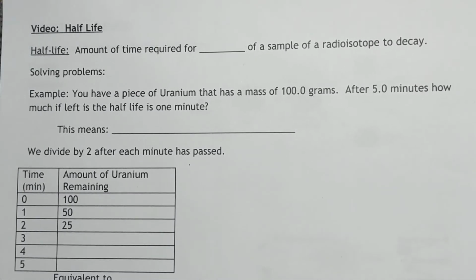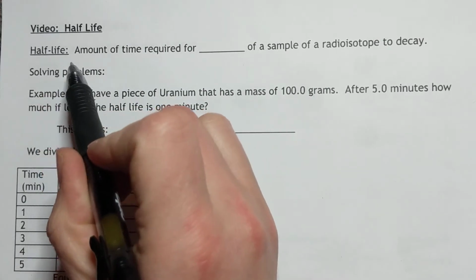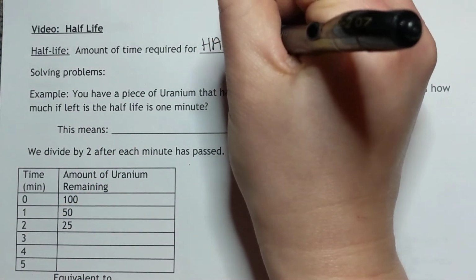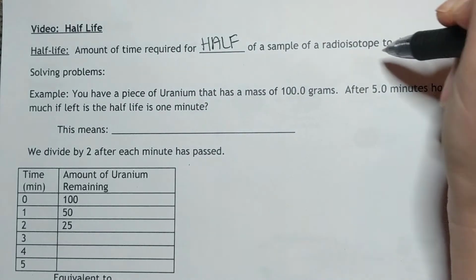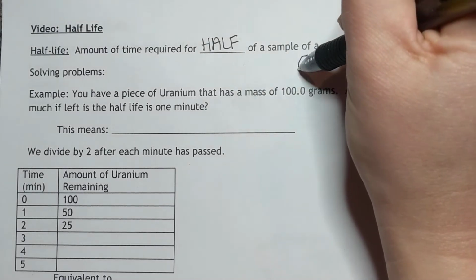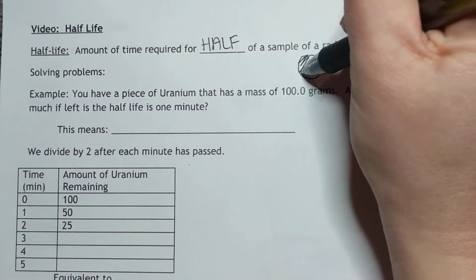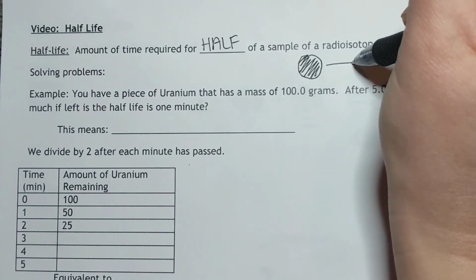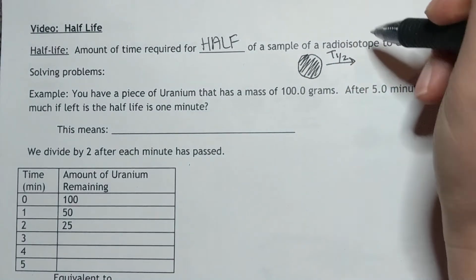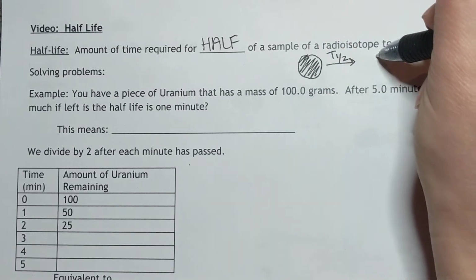This video is on half-lives. A half-life is the amount of time required for half of a sample of a radioactive isotope to decay. So that means that if I have a chunk of radioactive isotope, over a certain period of time, the time of a half-life, T1/2, half of it decays away.